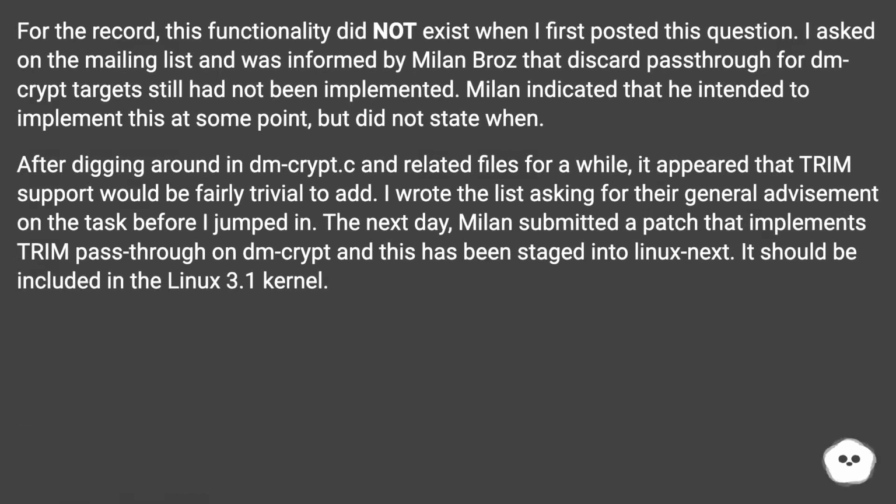For the record, this functionality did not exist when I first posted this question. I asked on the mailing list and was informed by Milan Braz that discard pass-through for Dm-Crypt targets still had not been implemented. Milan indicated that he intended to implement this at some point, but did not state when. After digging around in dmcrypt.c and related files for a while, it appeared that trim support would be fairly trivial to add. I wrote the list asking for their general advisement on the task before I jumped in. The next day, Milan submitted a patch that implements trim pass-through on Dm-Crypt, and this has been staged into linux-next. It should be included in the Linux 3.1 kernel.